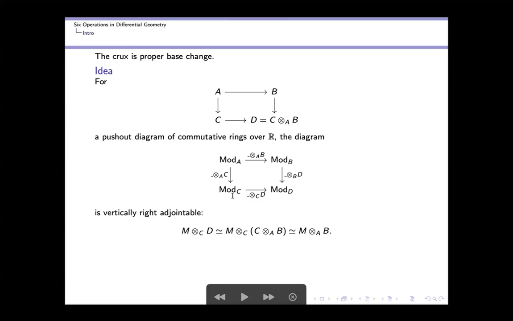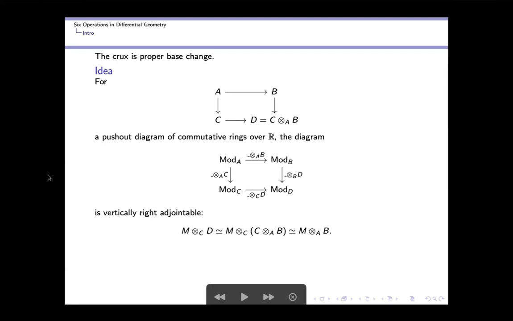So say you start here with a C module M, and you go right, so you tensor to D, and then you go up. This means that you forget that you're a D module and just remember that you're a B module. So that's what's over here. Why is that the same as going up and right? Well, D was C tensor B over A. So here these C's drop out and you get M tensor B over A. And so that's the result of going up and right.